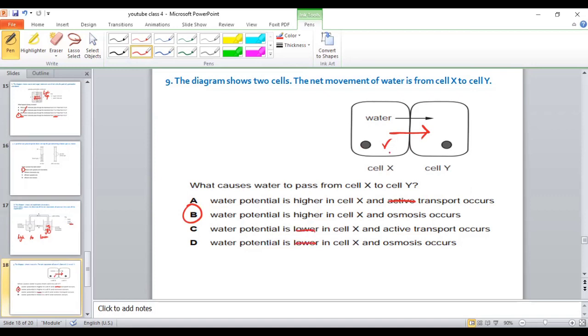Lower could not happen, because we are talking about osmosis. Water all the time moves by osmosis. So it should have high water potential and low water potential. Water moves from high water potential to low water potential by osmosis. So cell X has higher water potential than cell Y. Is it clear?